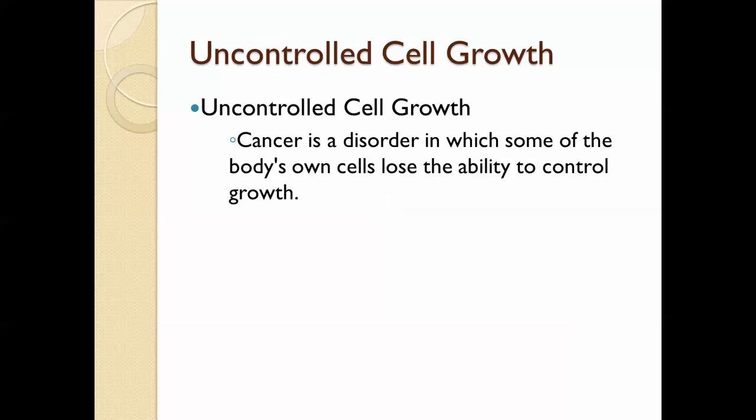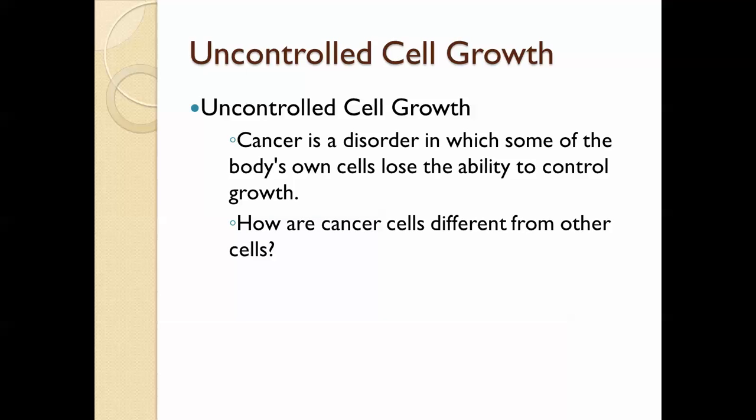Now we're going to look at what happens when those regulators aren't working. What happens when we have uncontrolled cell growth? When we have uncontrolled cell growth, that's what is called cancer. Cancer is a disorder in which some of the body's own cells lose the ability to control growth. Someone asked in class one day, what happens when cells just keep growing and growing? That's basically cancer. It's when our cells literally cannot control the ability to grow, and they just keep growing and growing.